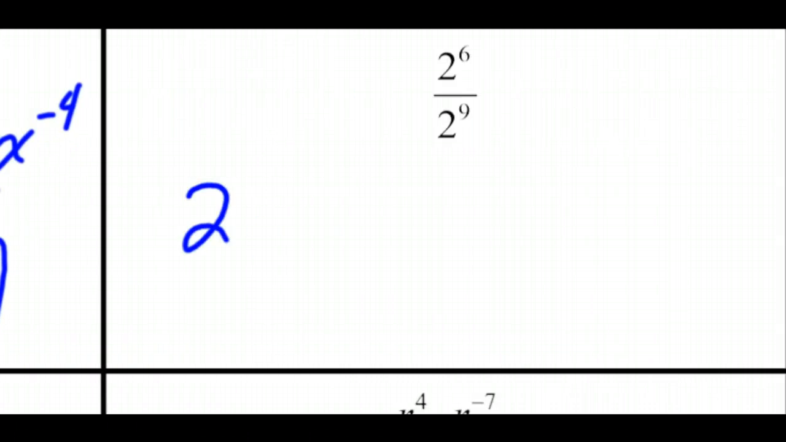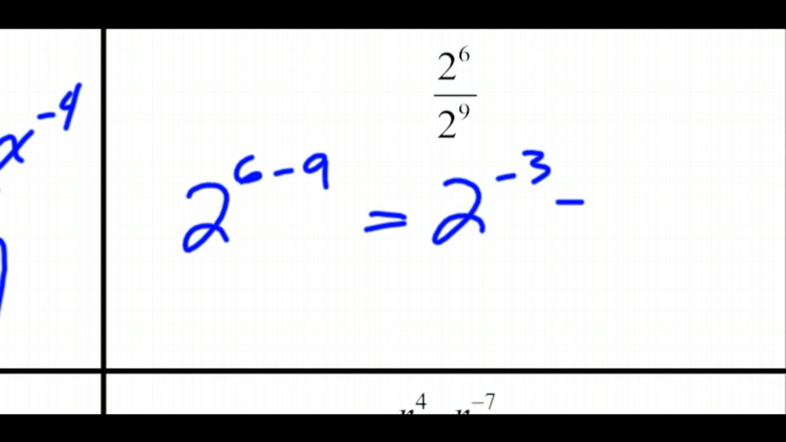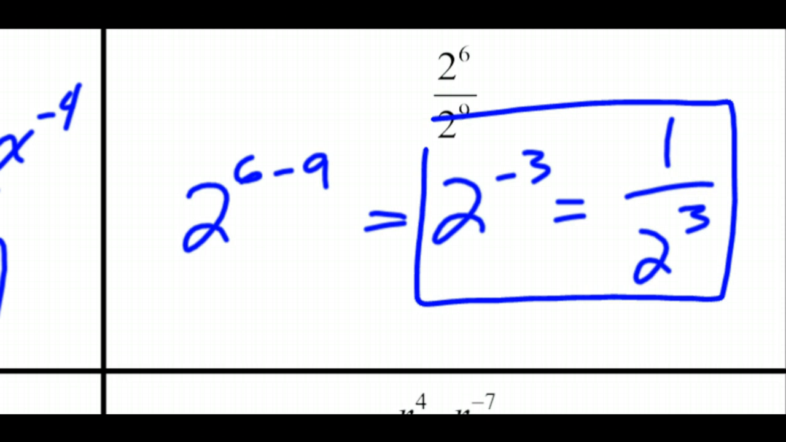2 to the 6 minus 9 is what we get for number 2. That's 2 to the negative third, which is 1 over 2 cubed. Again, negative exponent flipping the location of the power in the fraction.